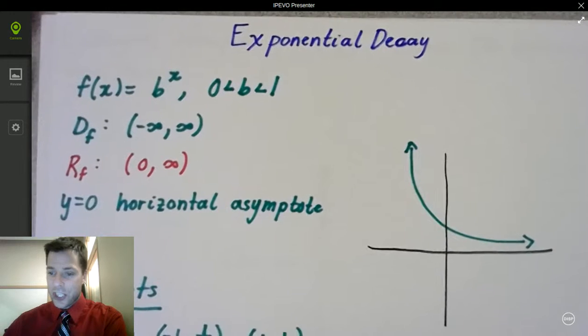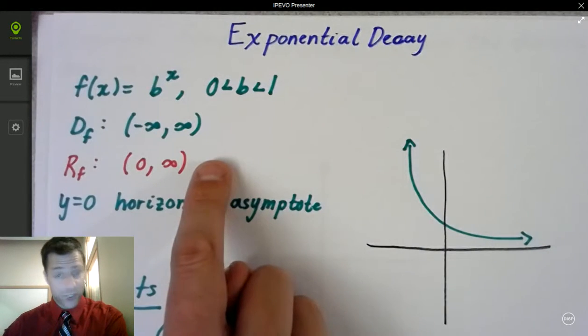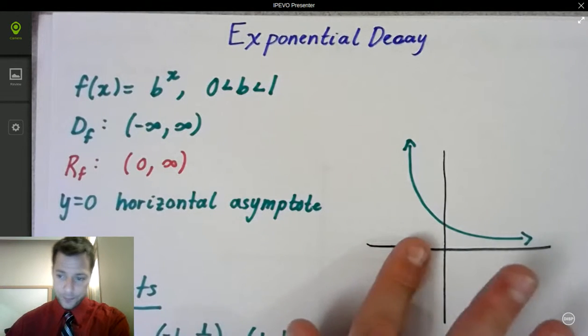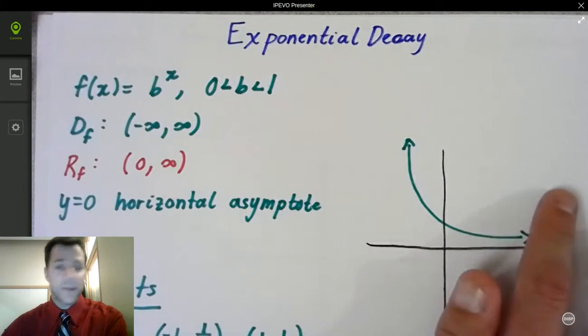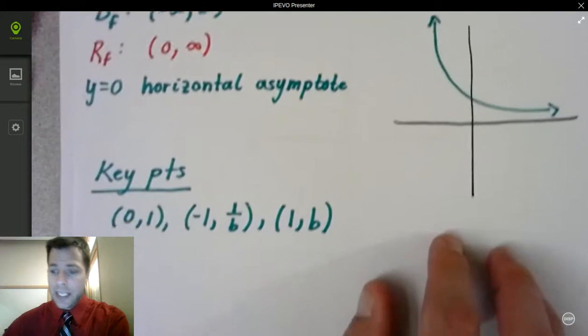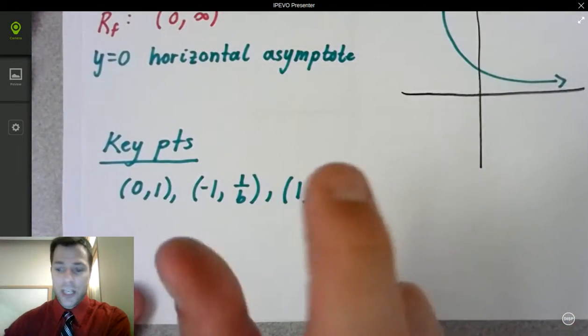So this is the general form of the graph, okay? Domain and range still stay the same, all real numbers for the domain, 0 to infinity for the range, because it's above the axis. This is a decreasing function, okay? The horizontal asymptote remains the same, and the key points are the same, except in this case they're actually going to change from the last example.